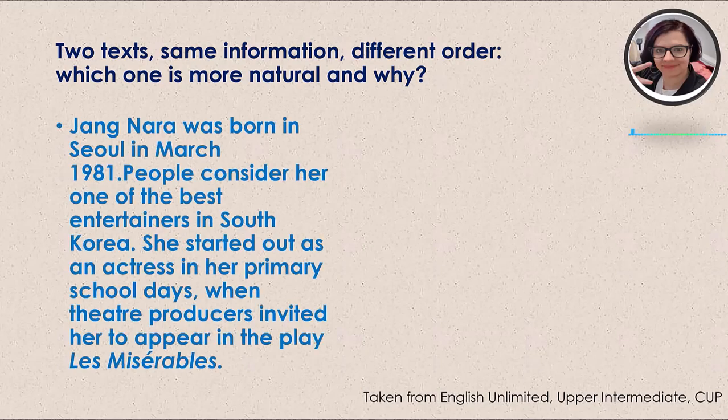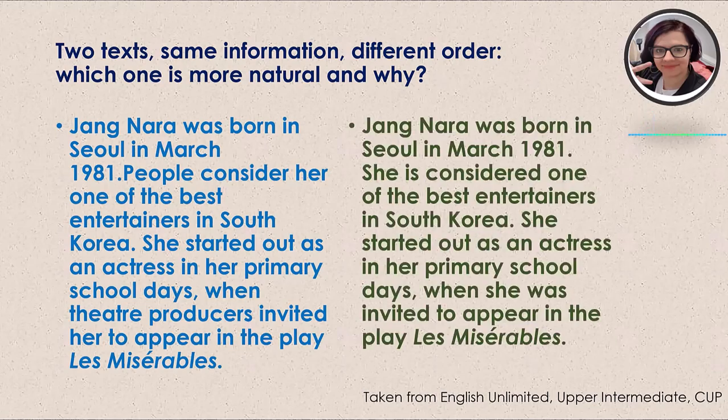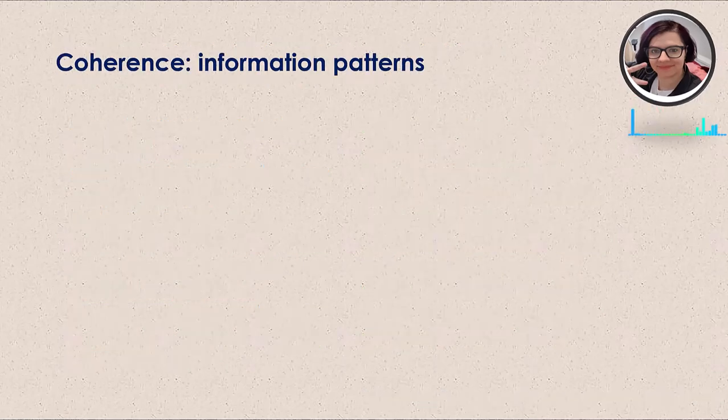We have the blue text and the green text. Take a moment to read them and answer the question, which one is more natural and why? Well done, everyone. The answer is the text in green is more natural. Why? Because of information patterns.